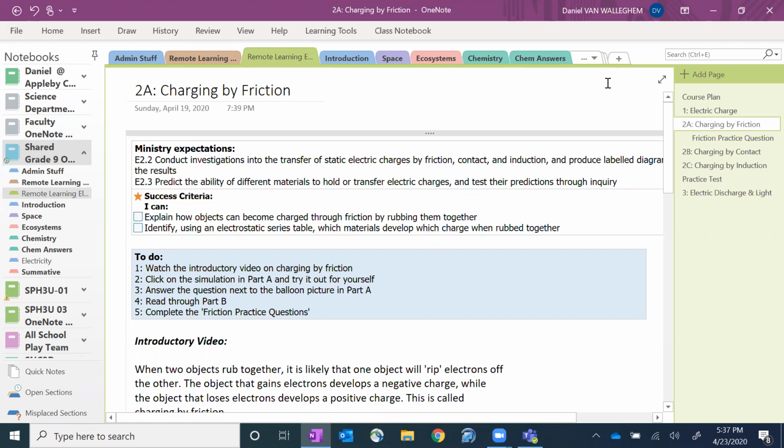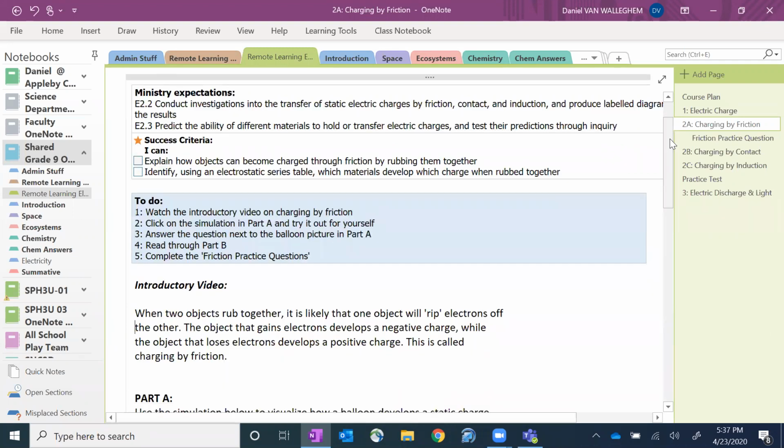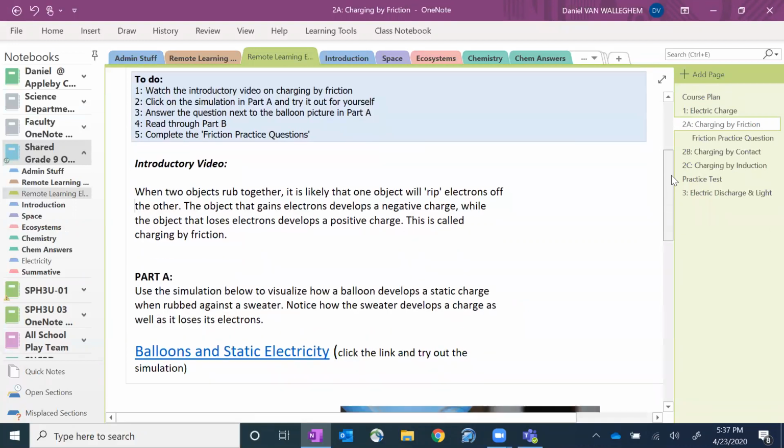For the next couple of classes, we're going to learn about the three different ways in which an object can become electrically charged in the first place. Last class, you just dealt with the nature of what charge is and what static electricity is. Now for the next two classes, we'll talk about how objects become charged in the first place. The first one that we're going to learn about, which is what we're doing today, is charging through friction. And it's exactly what it sounds like. It literally means that when two objects rub together, one object will probably rip electrons off of the other object.